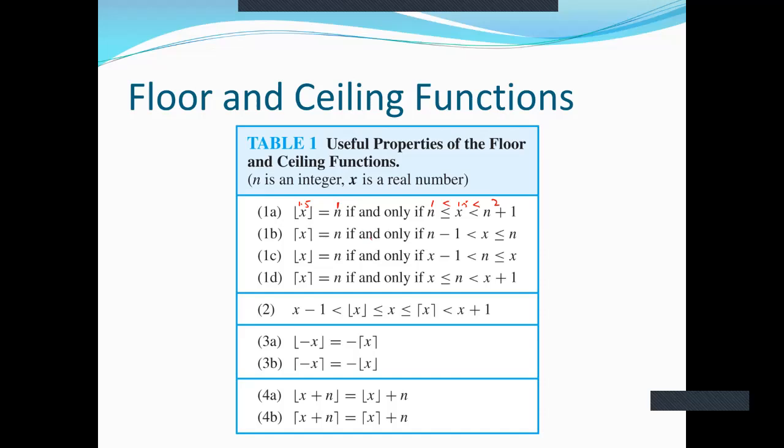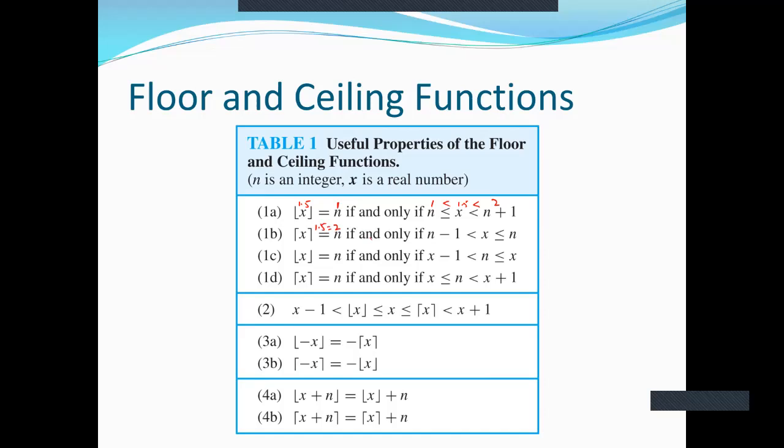Similarly, if you take the ceiling of x equal to n, let me take the same example again, x value is 1.5. That says x is greater than n minus 1, and it is always less than or equal to n. If you take the ceiling of 1.5, the n value will become 2, the upper value. So the ceiling of 1.5 is equal to 2.